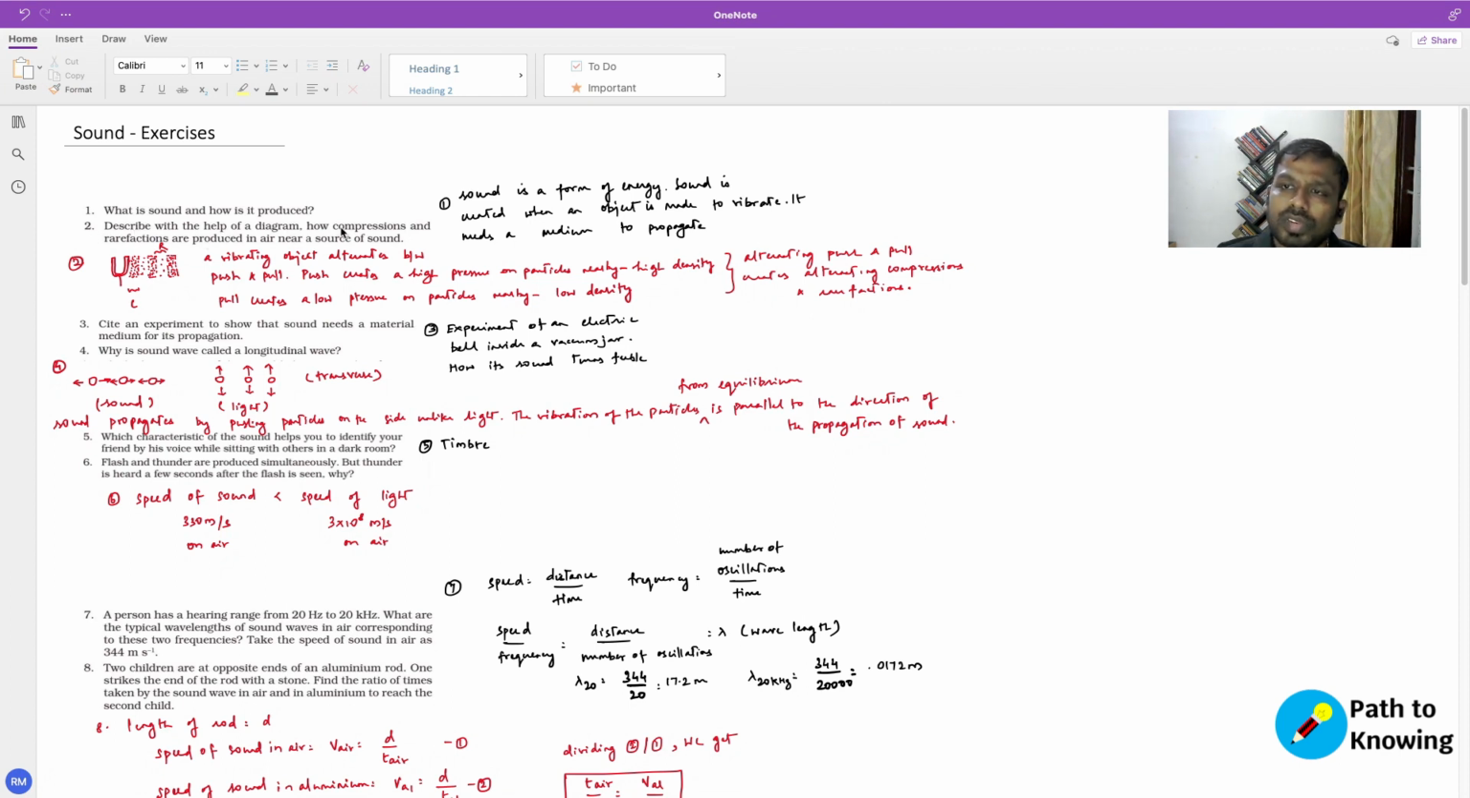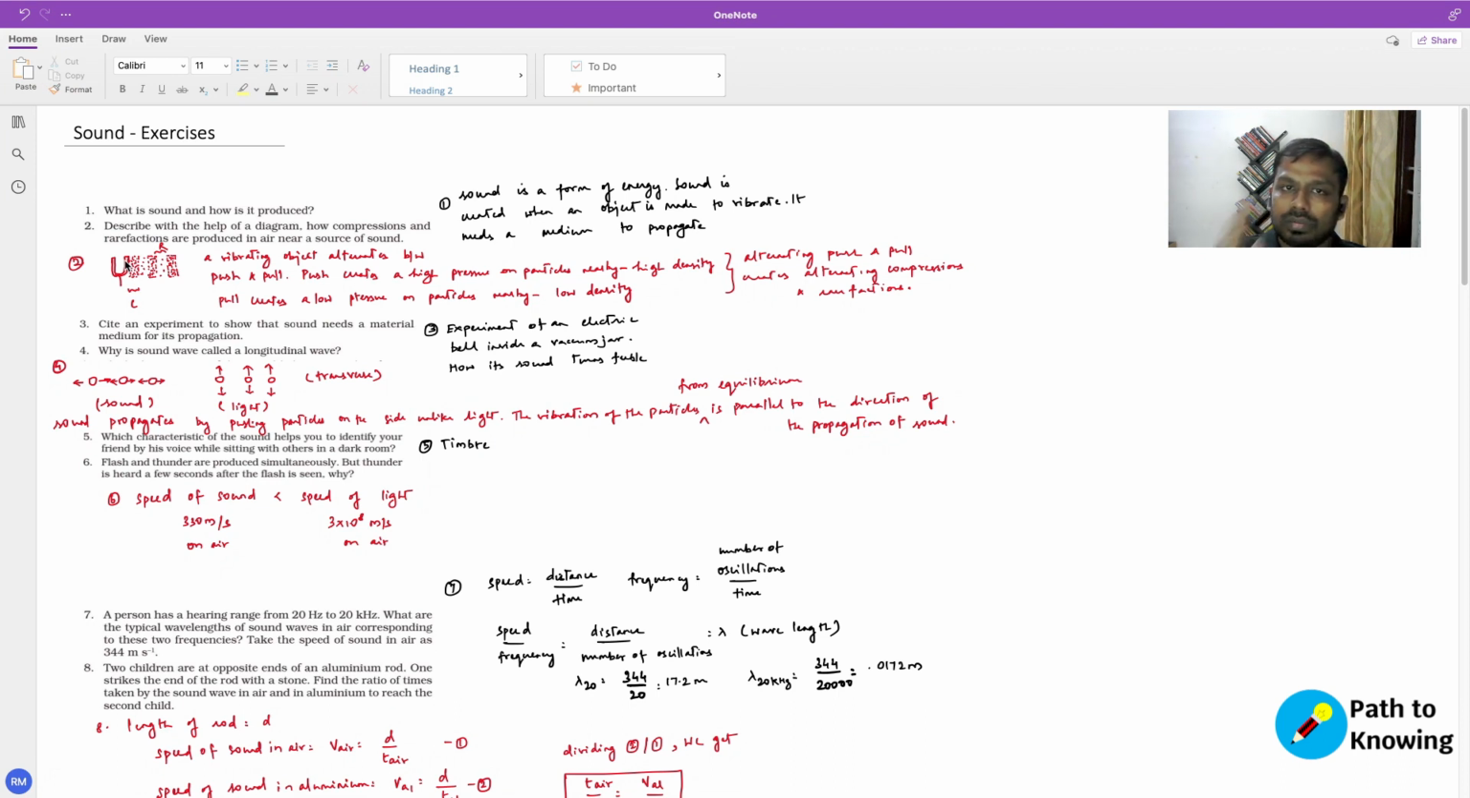Describe with the help of a diagram how compressions and rarefactions are produced in air near a source of sound. So take the case of a vibrating tuning fork. This vibrating object alternates between push and pull. It pushes the nearby air particles, and it pulls the air particles. Your push creates a high pressure in one direction on the nearby air particles, and the pull creates a low pressure in the opposite direction.